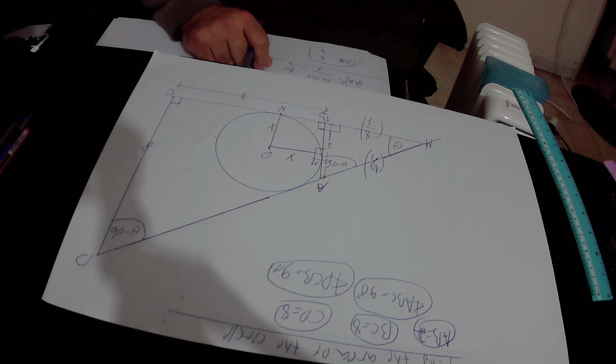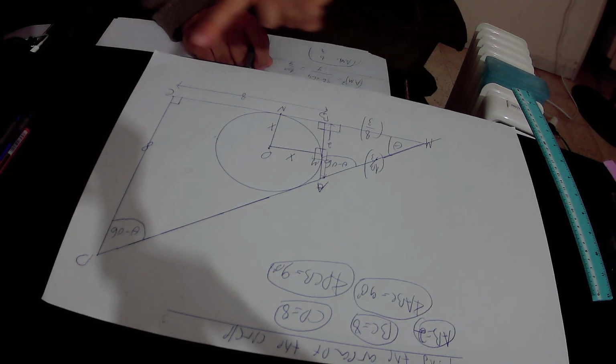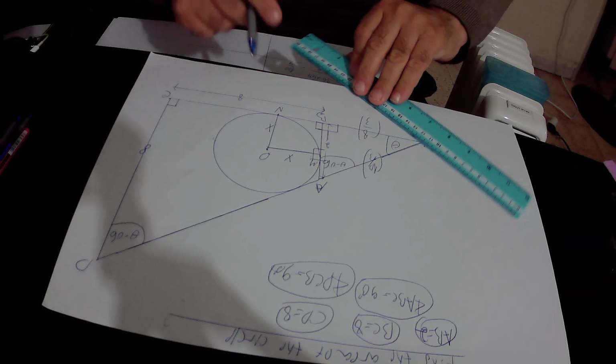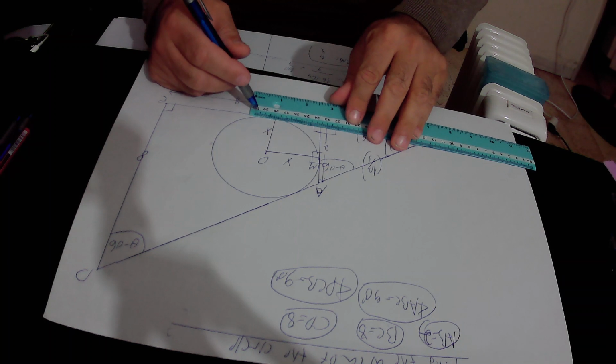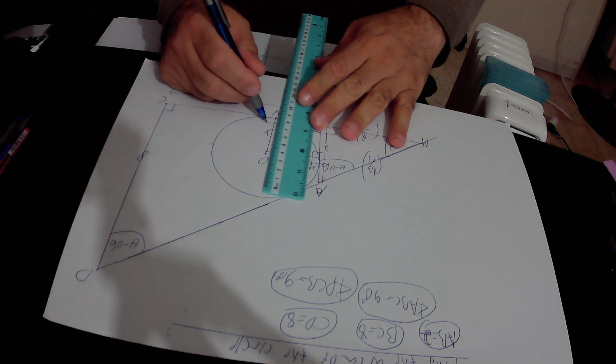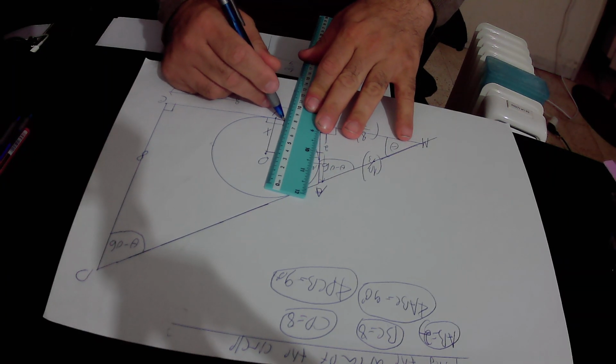Whenever you have a radius that is drawn to the point of tangency, like here, then tangent BC will be perpendicular to NO, to the radius NO. So if BC is perpendicular to NO, according to number 1, it means that this angle will be equal to 90 degrees. And this angle will also be equal to 90 degrees.